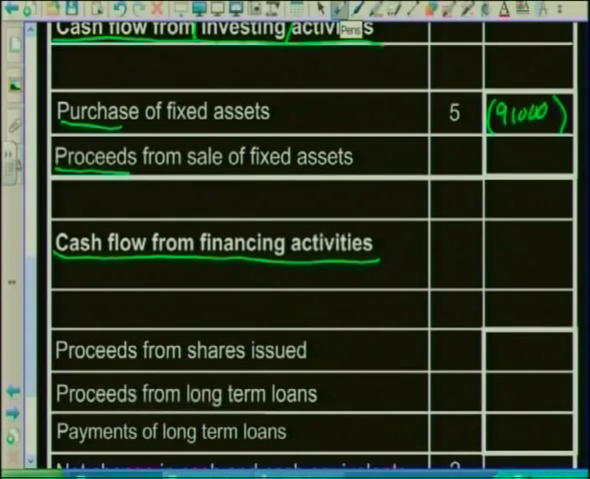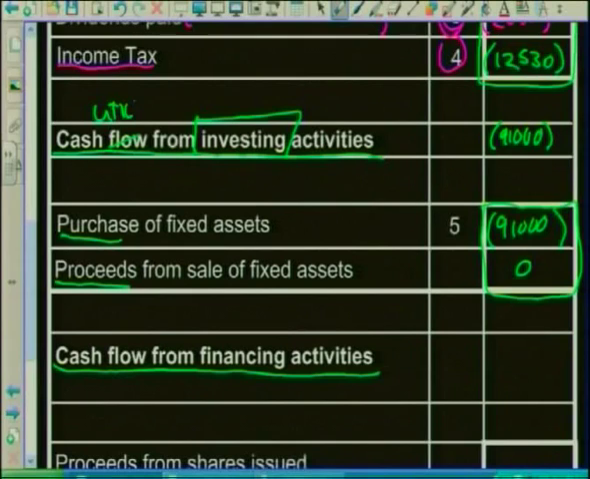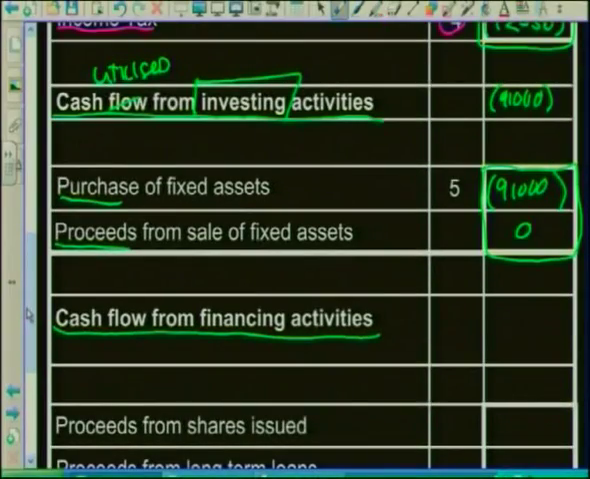Okay, proceeds from sale of fixed assets, we didn't have any. So again, guys, this is a block. Okay, 91,000 plus 0, there's nothing there. So my cash flow from investing activities is an amount in brackets of 91,000. Let's just fill that in. Okay, now remember, guys, cash flow from investing activities, flow meaning money coming in, this should actually read cash utilized. Okay, utilized, cash that was used for investing activities. Right, so we've now done with cash flow from investing activities.